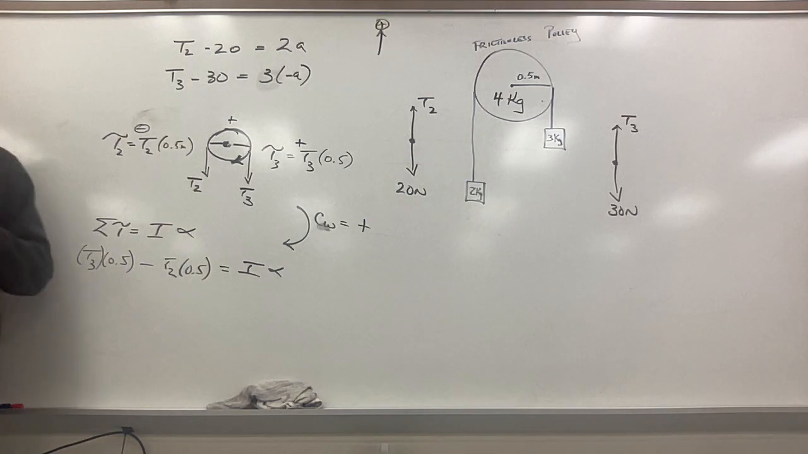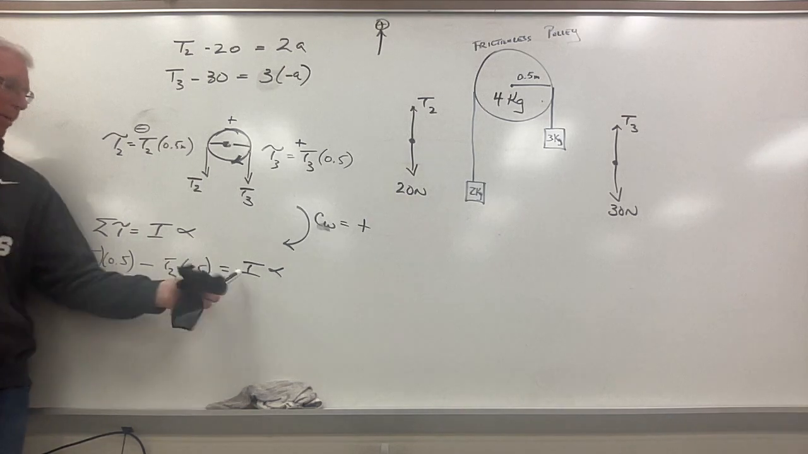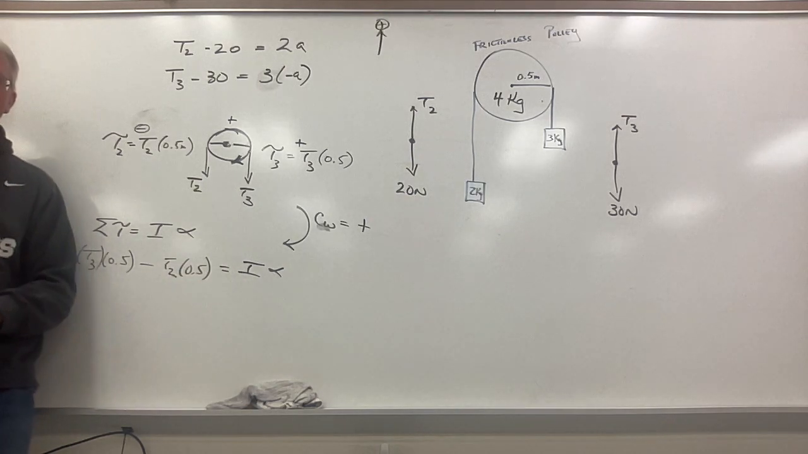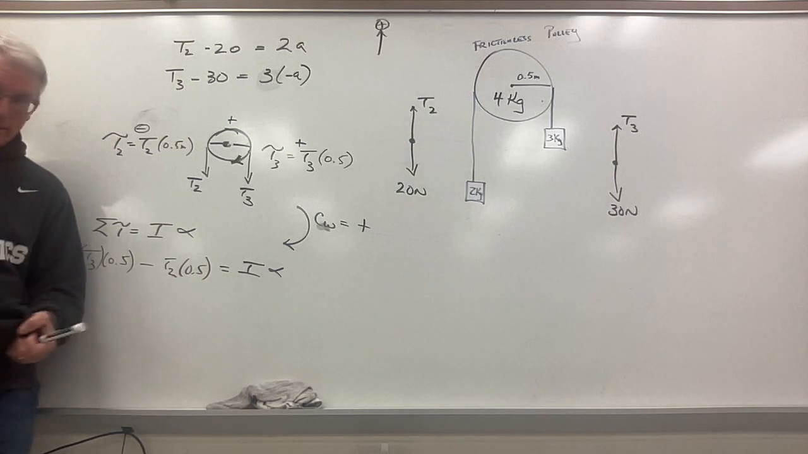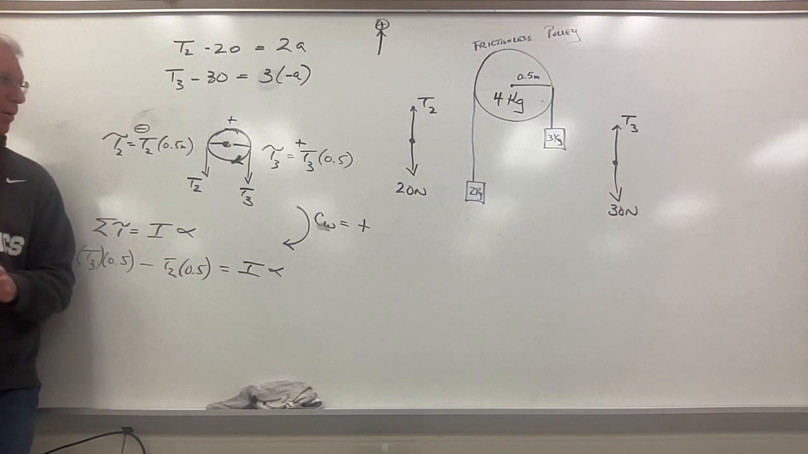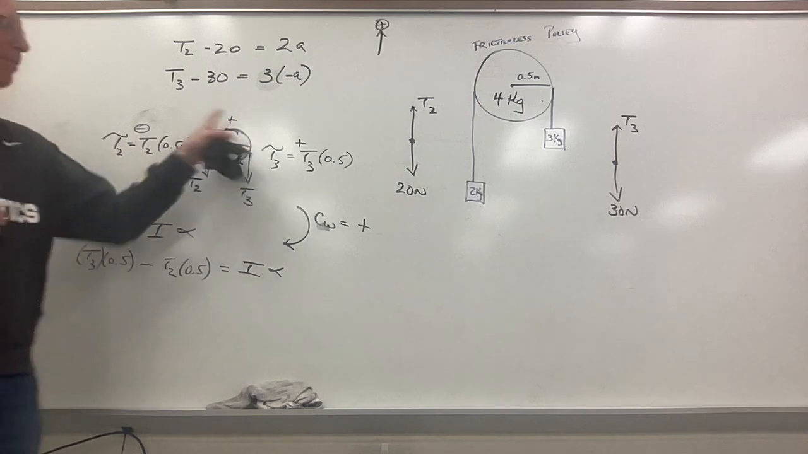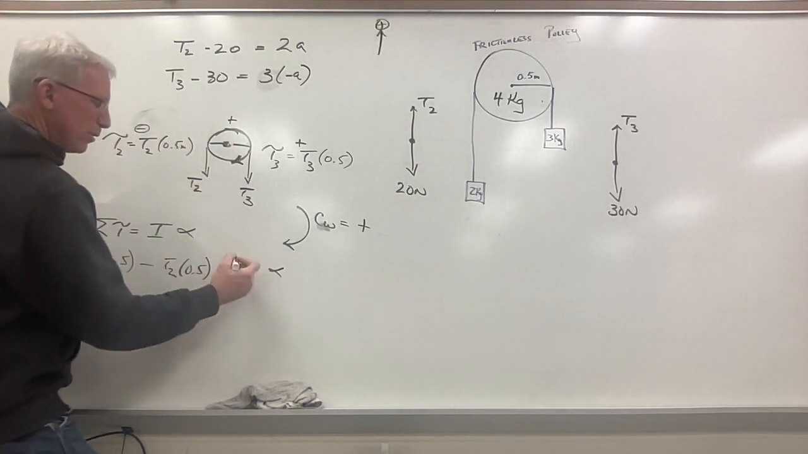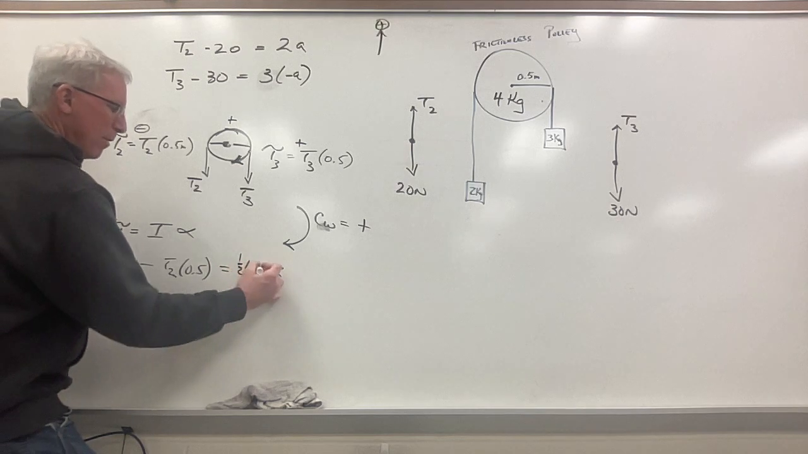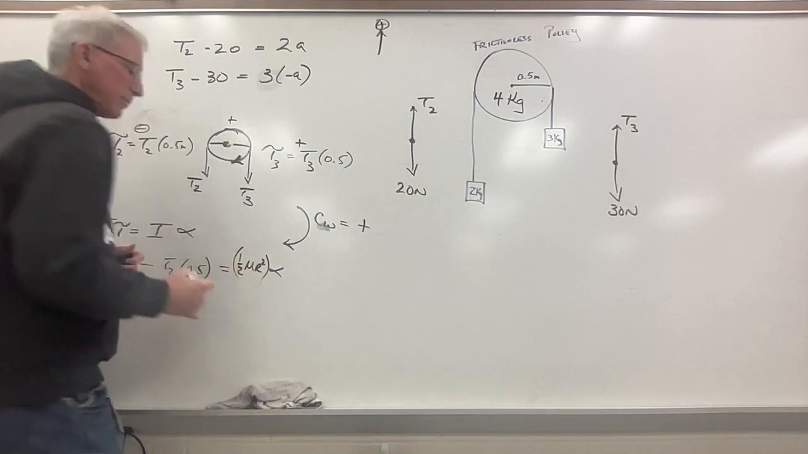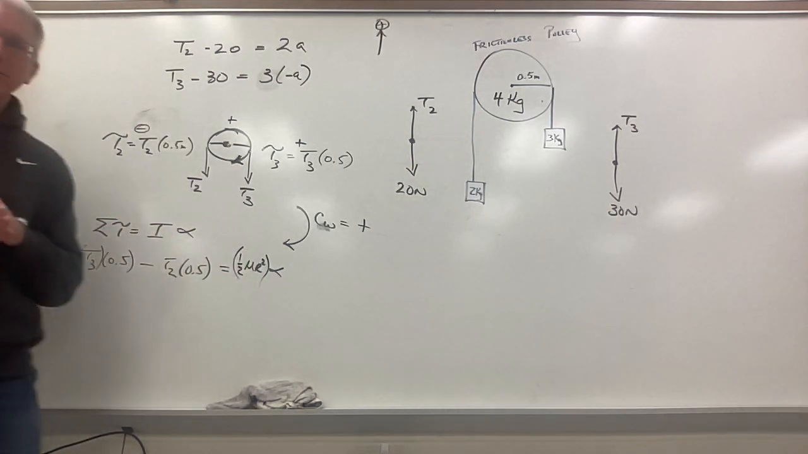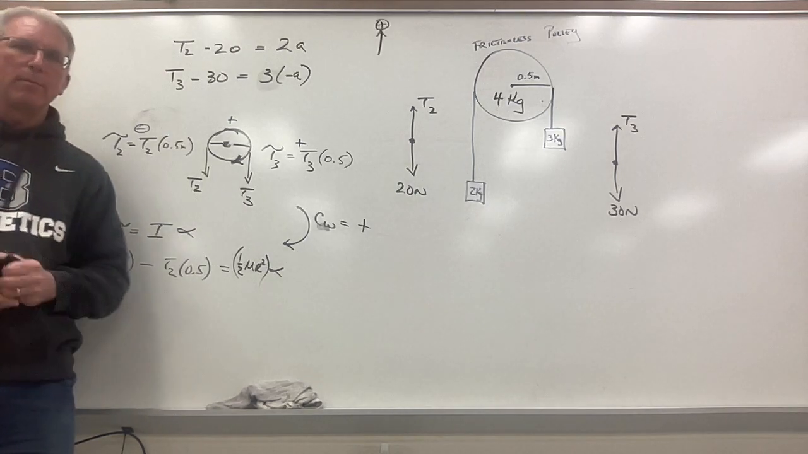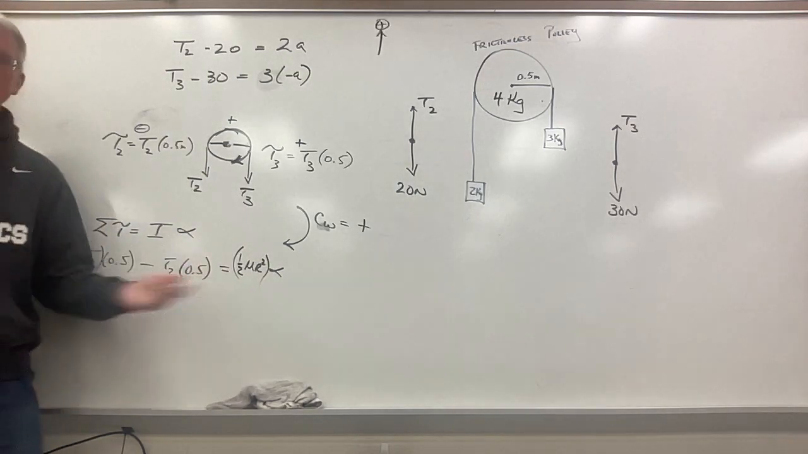Okay, you are not required to memorize I's unless they are for a single object, like a point object. So I need to tell you that for a pulley, for a disc, I is equal to 1/2 mr squared. Okay, so that would have to be told to you somewhere in the problem. I'm giving it to you.